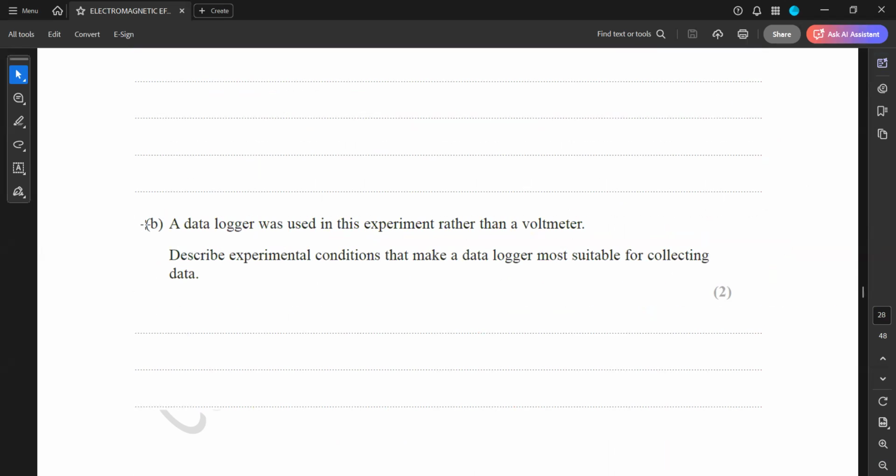A data logger was used in this experiment rather than a voltmeter. Describe a condition that makes a data logger more suitable. Look, if we want to record simultaneous results, like if we want to measure voltage and time simultaneously, after 2 seconds how much is the voltage, after 4 seconds, 6 seconds, and so on, and we want to record more values in a short time, or we want a greater sampling rate.